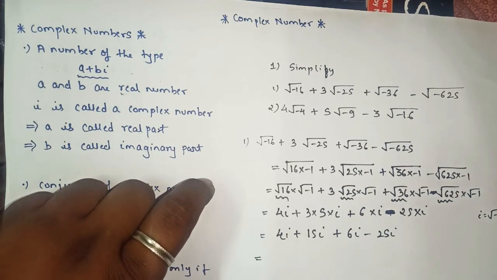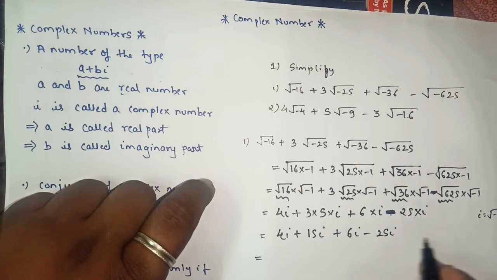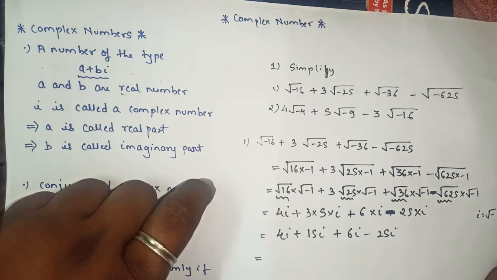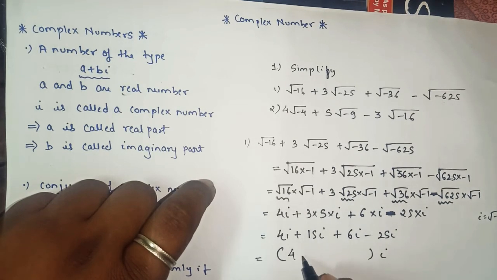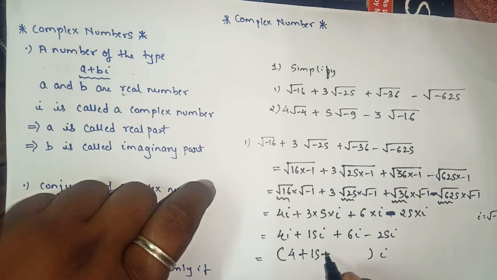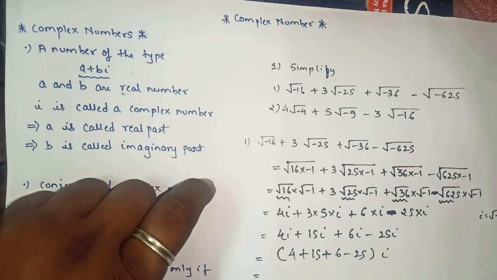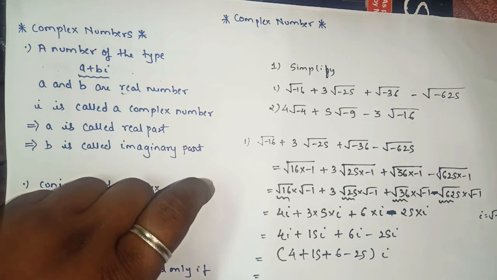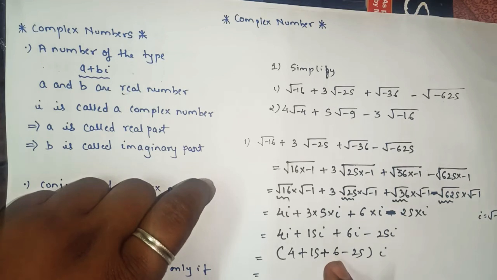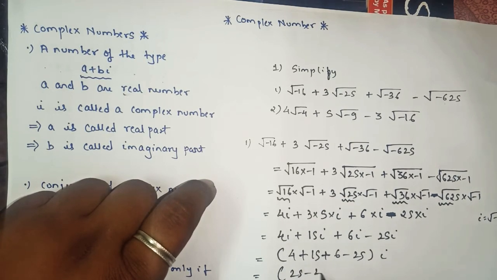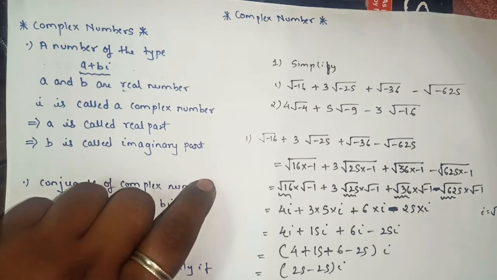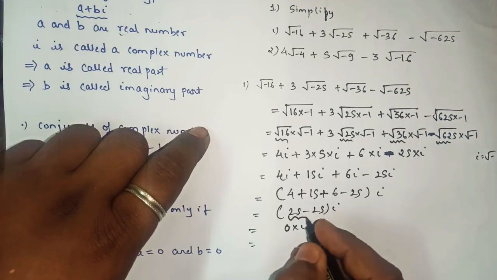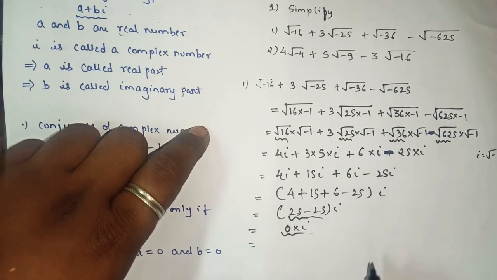Now clearly we can see that each and every term contains i. So if you want, you can take i common. Inside the bracket you will get what? 4 plus 15 plus 6 minus 25. So 4 plus 15 is 19, yes or no? 19 plus 6 is 25. So here you will get 25 minus 25 into i. So 25 minus 25 is 0, into i. And we know that 0 into any number is what?